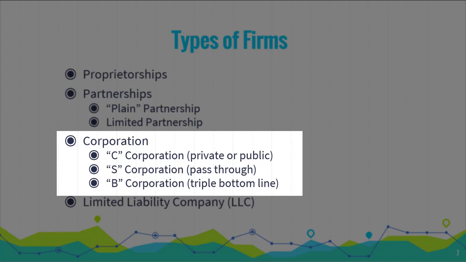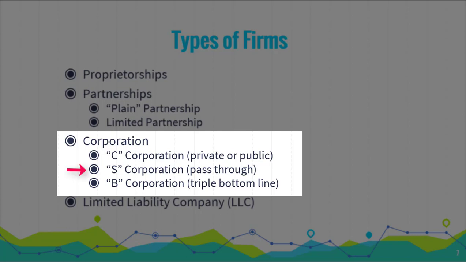A drawback to the C corporation is the potential for double taxation. This refers to the notion that the company pays taxes on profits, and if it then distributes a portion of those already taxed profits to shareholders, these shareholders then pay an additional tax on that dividend income they receive.